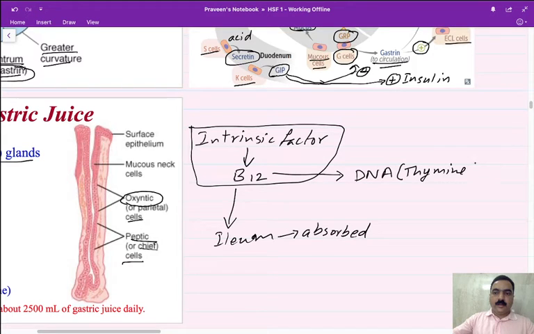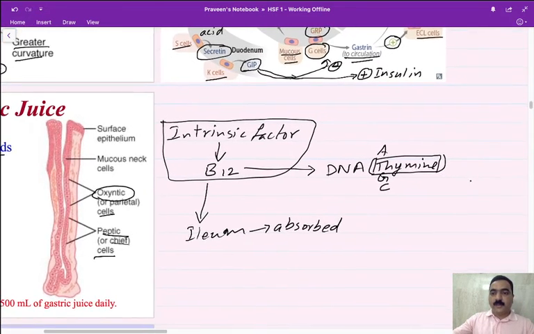the ATGC: adenine, thymine, guanine, cytosine. Especially the synthesis of thymine requires the vitamin B12. So what will happen if there is no vitamin B12? The DNA replication will not take place. When the DNA replication does not take place, what happens?